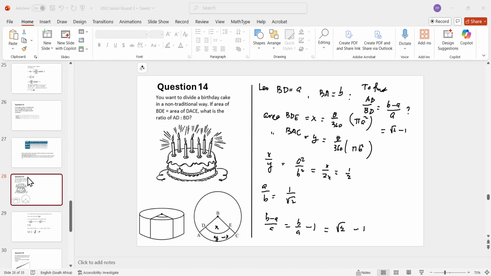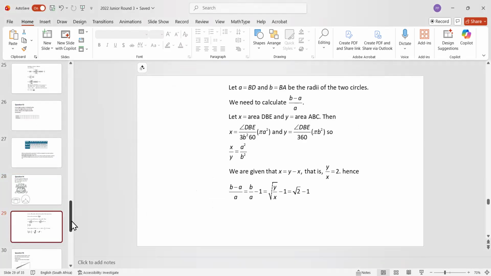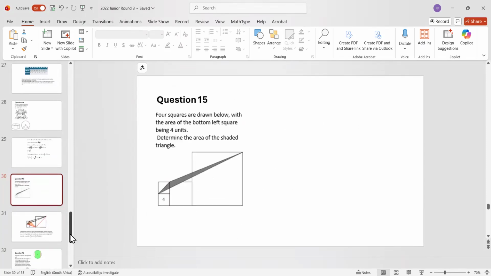All right, so the next problem, let's just clear all these diagrams and see whether so there's the answer. It's exactly the same as what I did. And you will see I got root 2 minus 1. I even used the same symbols. Excuse me. Now we go to question 15. Question 15 is evidently a geometry sum.